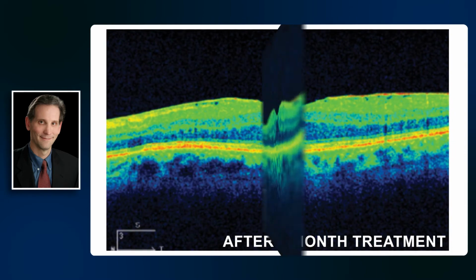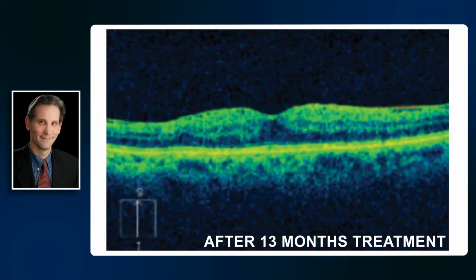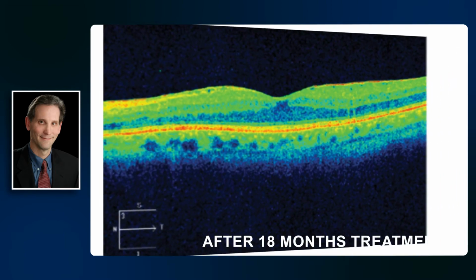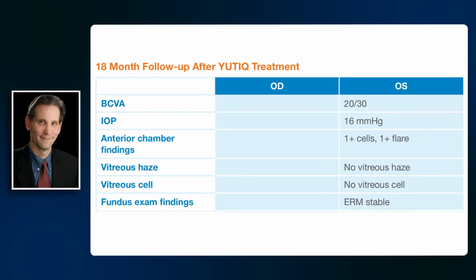He had a small residual intraretinal cyst, which was gone by month 2 and stayed stable up to a year and 18 months afterwards. Essentially, at his 18-month follow-up, his vision was 20/30, his pressure was 16, and he had a little anterior segment cell, which was managed with a mild topical steroid. He had no vitreous haze and no vitreous cell and a small epiretinal membrane, which was stable.